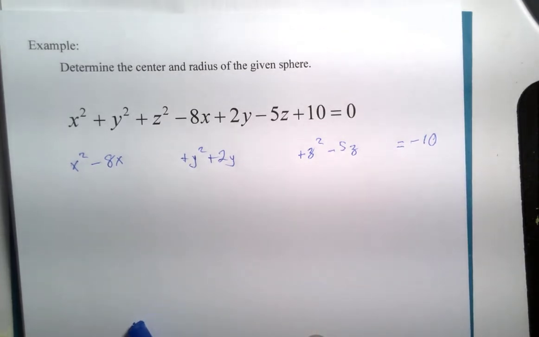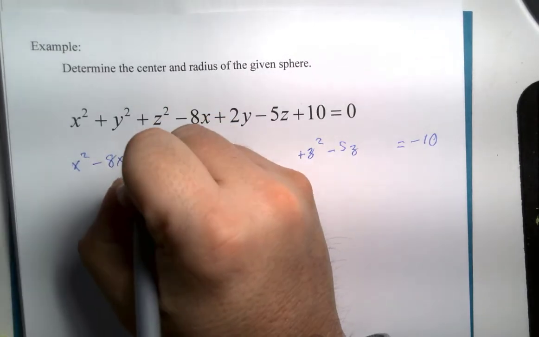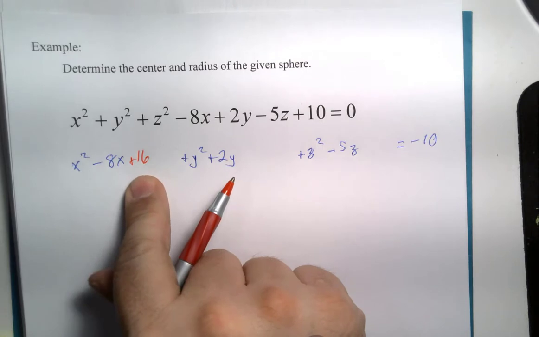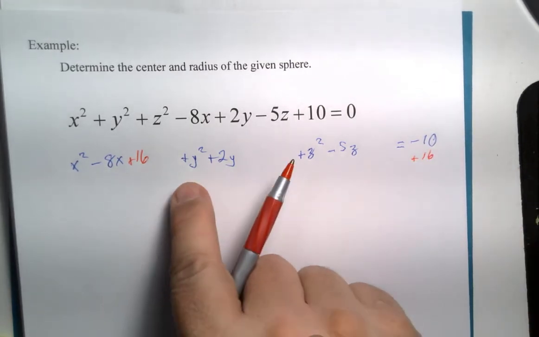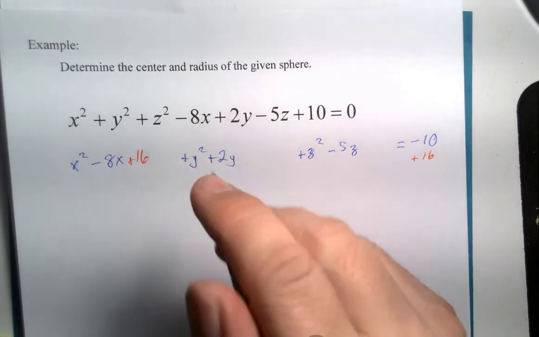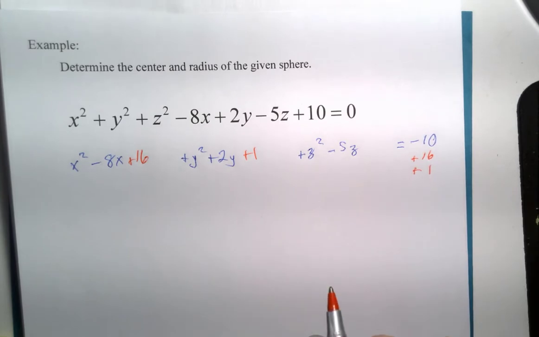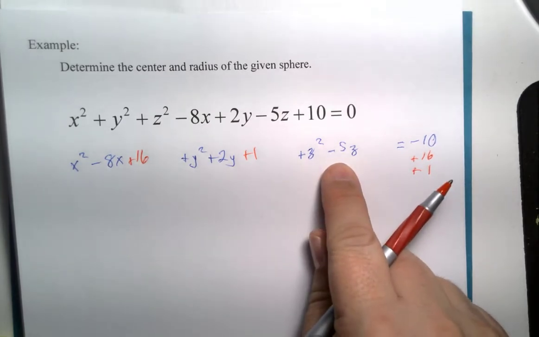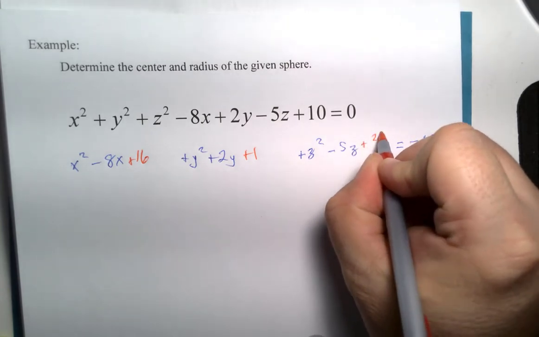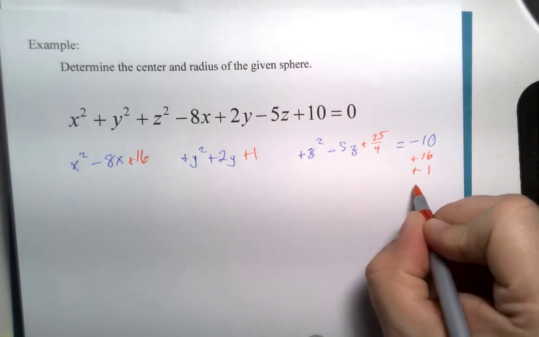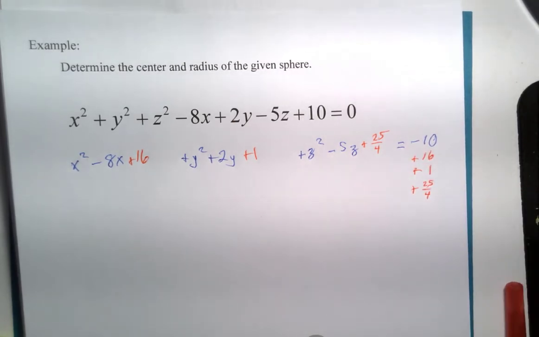So if we complete the square, minus 4 squared, that's 16. But you can't just add 16 here. You must also add 16 here. And let's see, half of 2 is 1, 1 squared is 1. But you can't just add that 1, you have to add 1 here. Half of 5 is 5 halves. That's going to be 25 fourths. So we will add 25 fourths here, or 6 1/4.